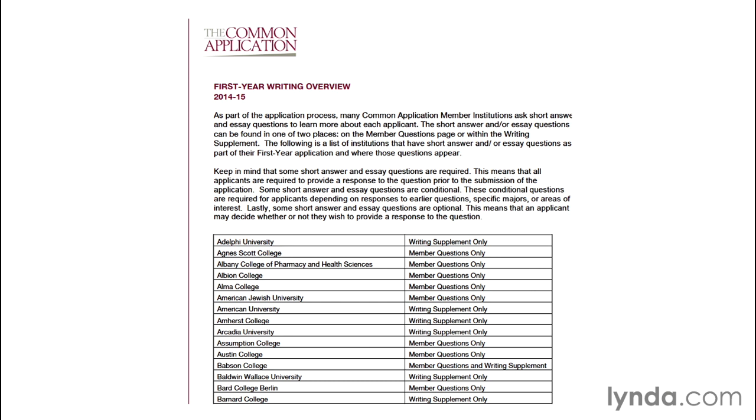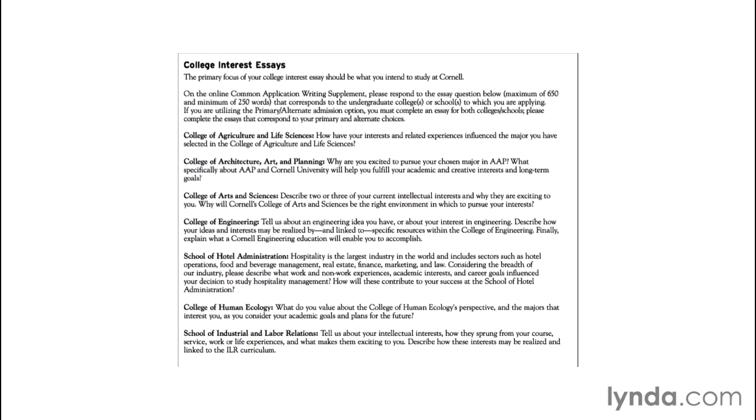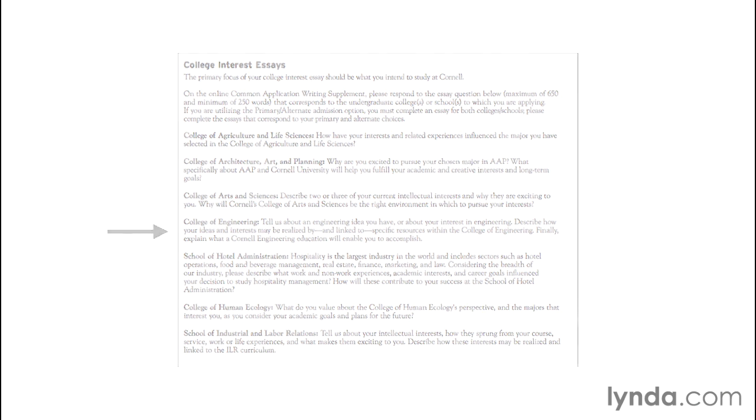writing process any easier. For example, Cornell requires students who apply via the Common App or the Universal application to submit what's called a college interest essay. Here's the prompt for the College of Engineering. Tell us about an engineering idea you have, or about your interest in engineering. Describe how your ideas and interests may be realized by, and linked to, specific resources within the College of Engineering. Finally, explain what a Cornell engineering education will enable you to accomplish.